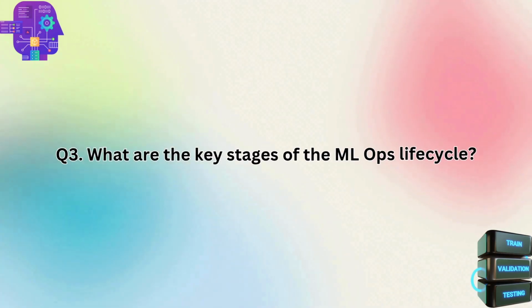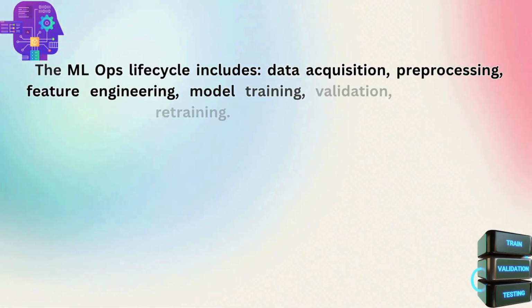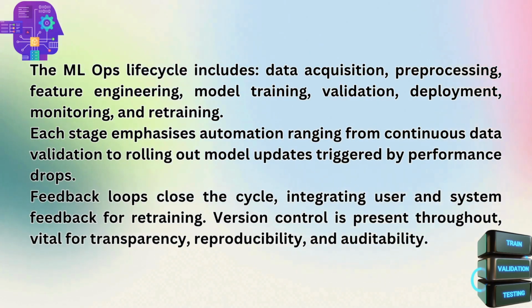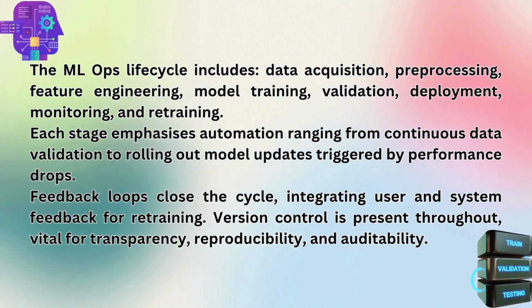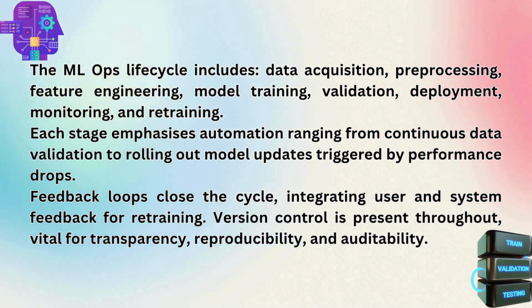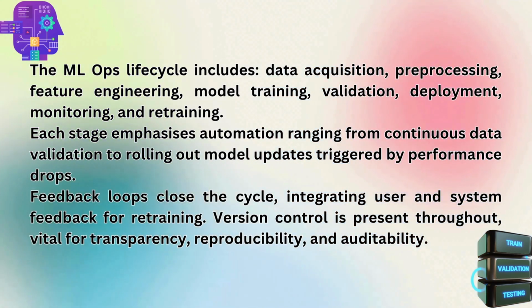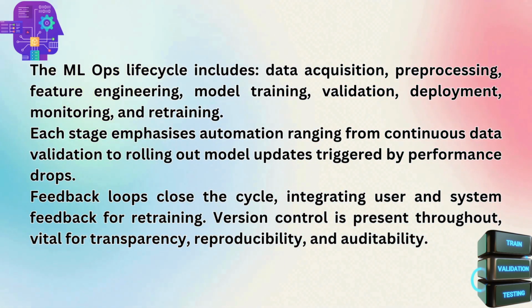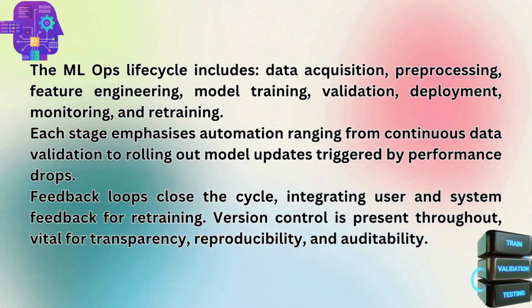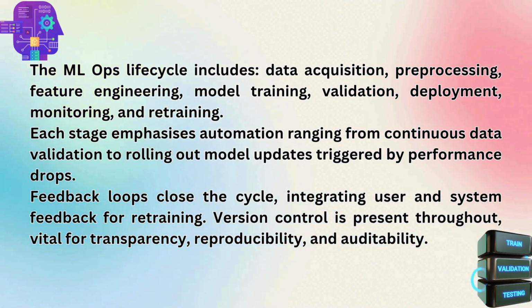What are the key stages of the ML Ops lifecycle? The ML Ops lifecycle includes data acquisition, pre-processing, feature engineering, model training, validation, deployment, monitoring, and retraining. Each stage emphasizes automation, ranging from continuous data validation to rolling out model updates triggered by performance drops. Feedback loops close the cycle, integrating user and system feedback for retraining. Version control is present throughout, vital for transparency, reproducibility, and auditability.